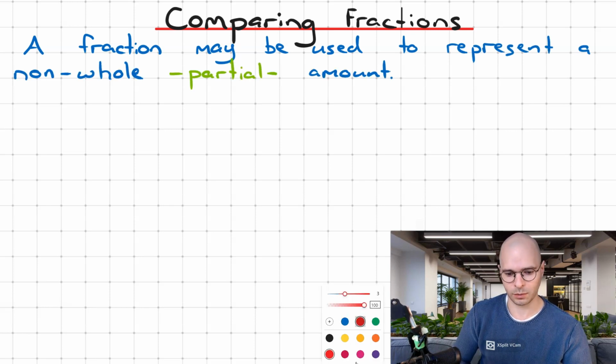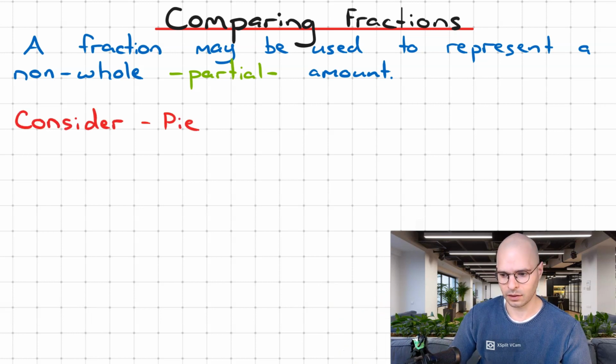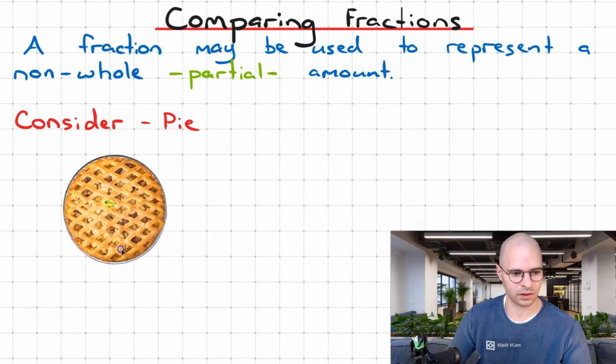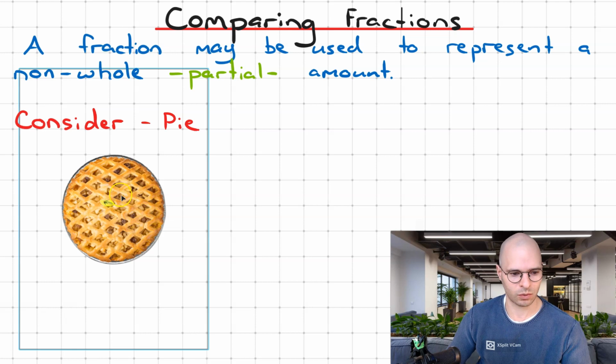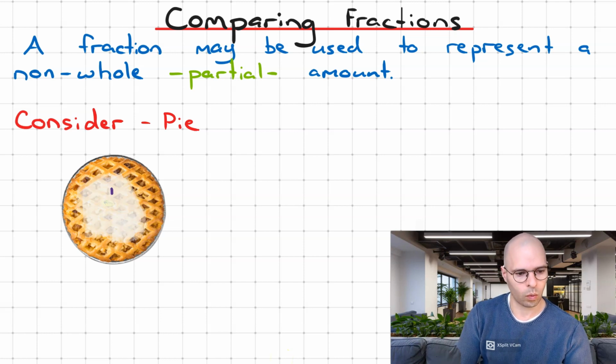Let's have a look at what this means by a visual example. Consider we have pie. I bring in the first pie over here and we could ask the question, how much pie is represented in this picture over here? Now, if we think about it, there is simply just a whole pie available. So what we could say is that there is one whole pie.